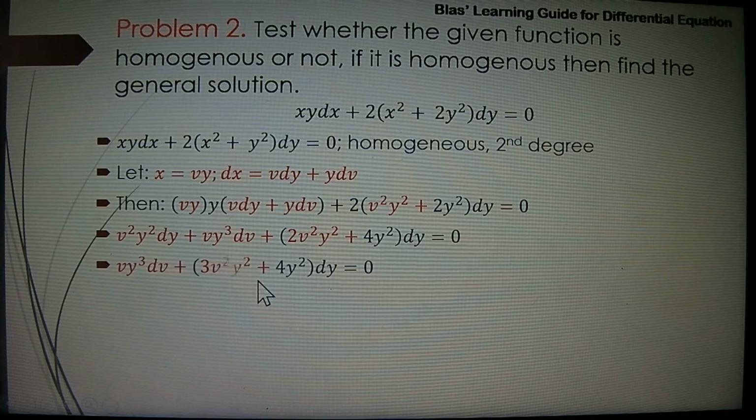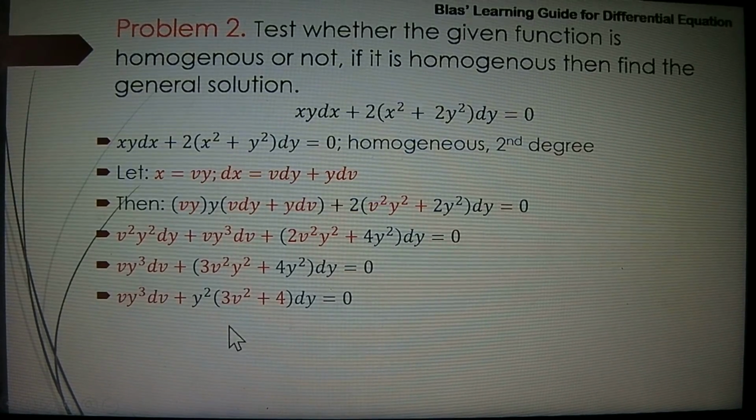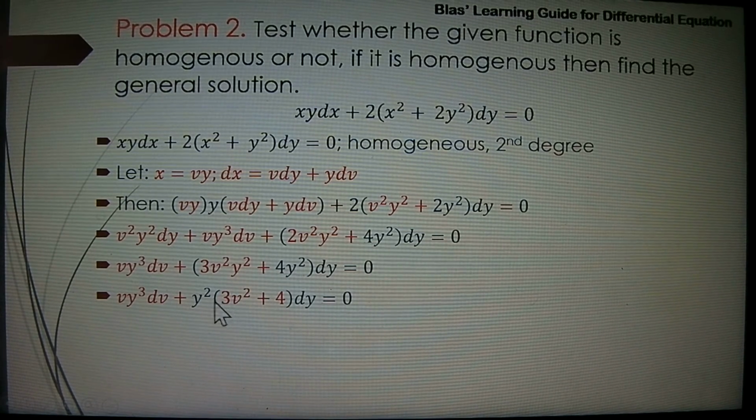So that becomes by cubed db. Okay, so we have here b squared y squared dy and also 2b squared dy here. So it becomes 3b squared plus y squared dy. So therefore that becomes by cubed db plus getting the common factor of y squared, so it becomes 3b squared plus 4 dy.